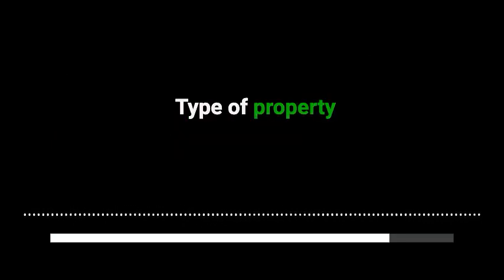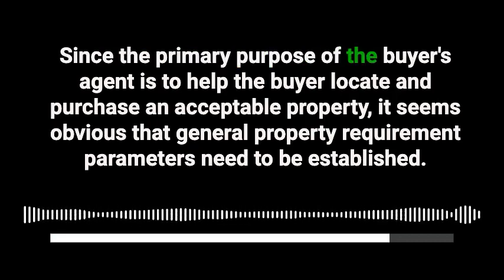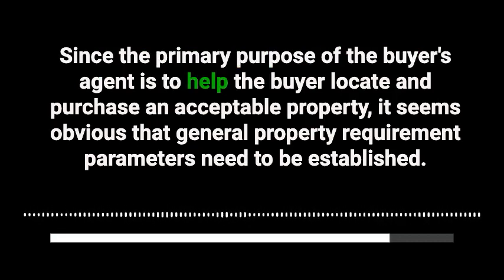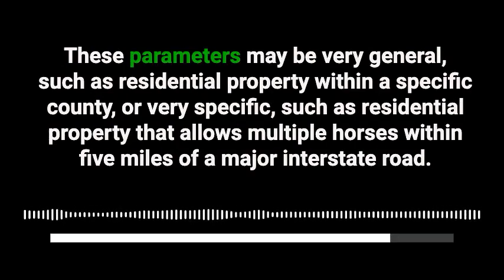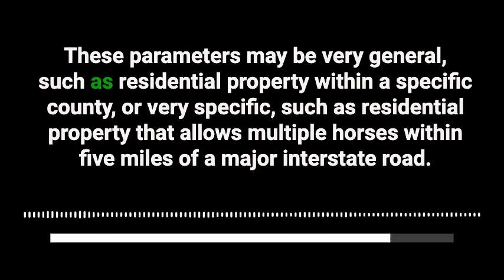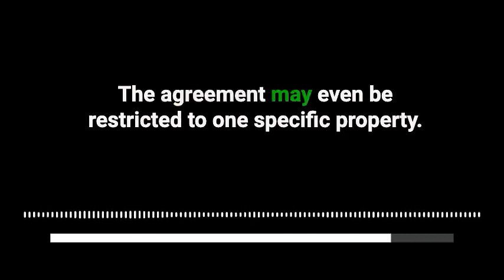Type of property. Since the primary purpose of the buyer's agent is to help the buyer locate and purchase an acceptable property, it seems obvious that general property requirement parameters need to be established. These parameters may be very general, such as residential property within a specific county, or very specific, such as residential property that allows multiple horses within 5 miles of a major interstate road. The agreement may even be restricted to one specific property.